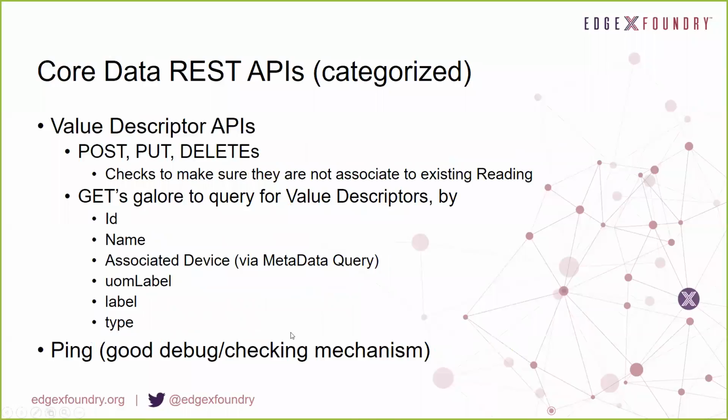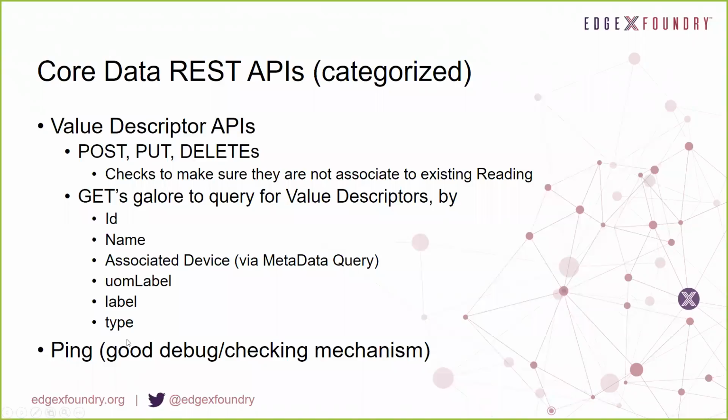Value descriptor APIs, yep, we have post, put, deletes, as you would expect for value descriptors, and again, gets galore. One other API we provide around core data, and with every microservice, we have a ping check in place. So there's a ping API. That particular service does nothing other than respond back with Pong. That's our mechanism, used not only by developers, but also by our configuration registry service to continually check that, in this case, core data is up and running as expected.